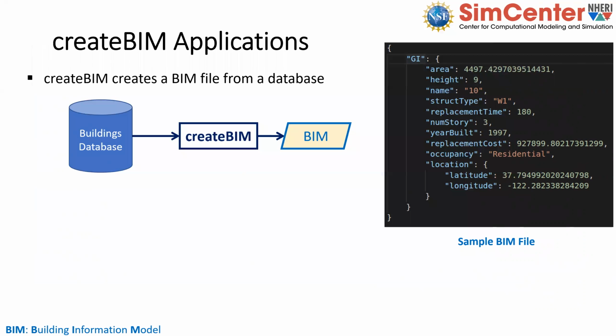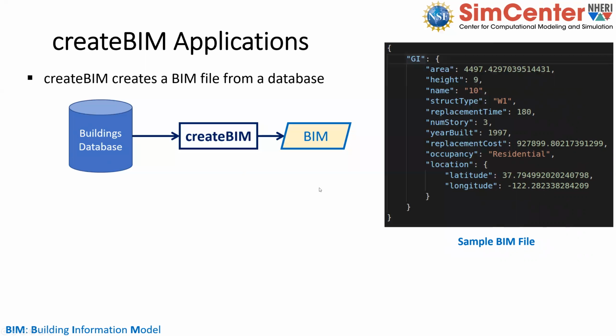If we start by talking about the CreateBIM application, the purpose of CreateBIM is that we want an application to pull the building information model from a database. On the right-hand side, we see a sample building information model. It has some basic information about the building, things like the year it was built, the number of stories, the square foot area, the height, occupancy, replacement cost and location.